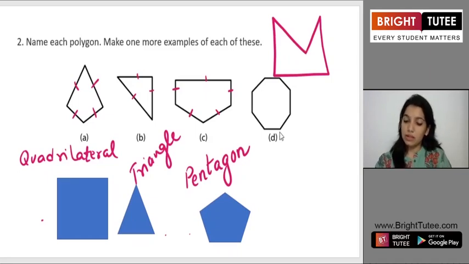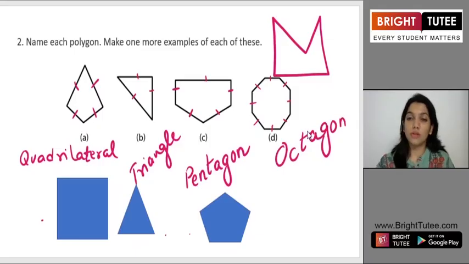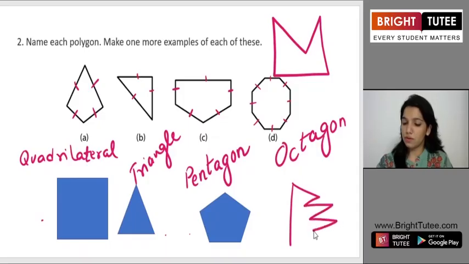Now coming to D part, it has got 1, 2, 3, 4, 5, 6, 7 and 8 sides. So this is an octagon. And again, how can we draw this? Let me just draw it with 1, 2, 3, 4, 5, 6, 7. Okay, just one more left. So 8. This is my octagon, and I have just drawn any shape. You can also draw any shape that you want in order to draw an octagon. Okay, I hope this is clear.